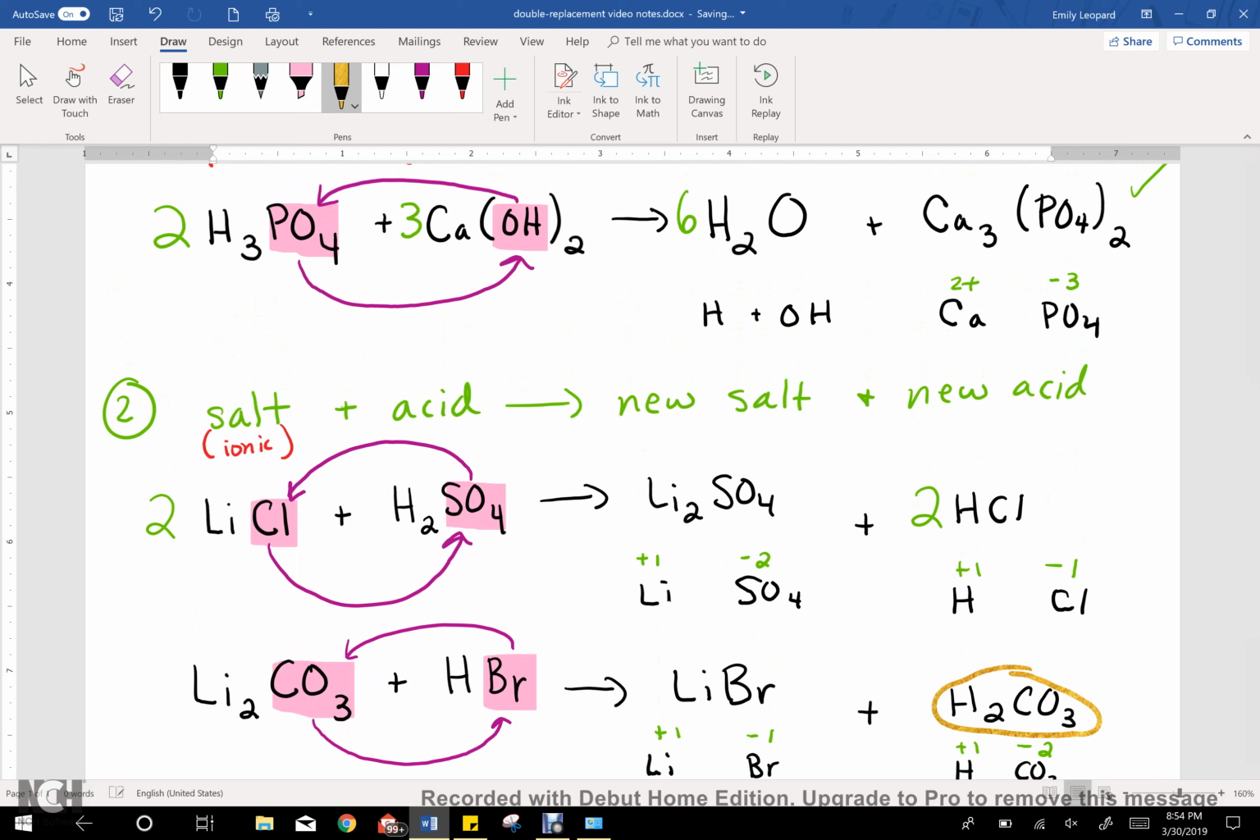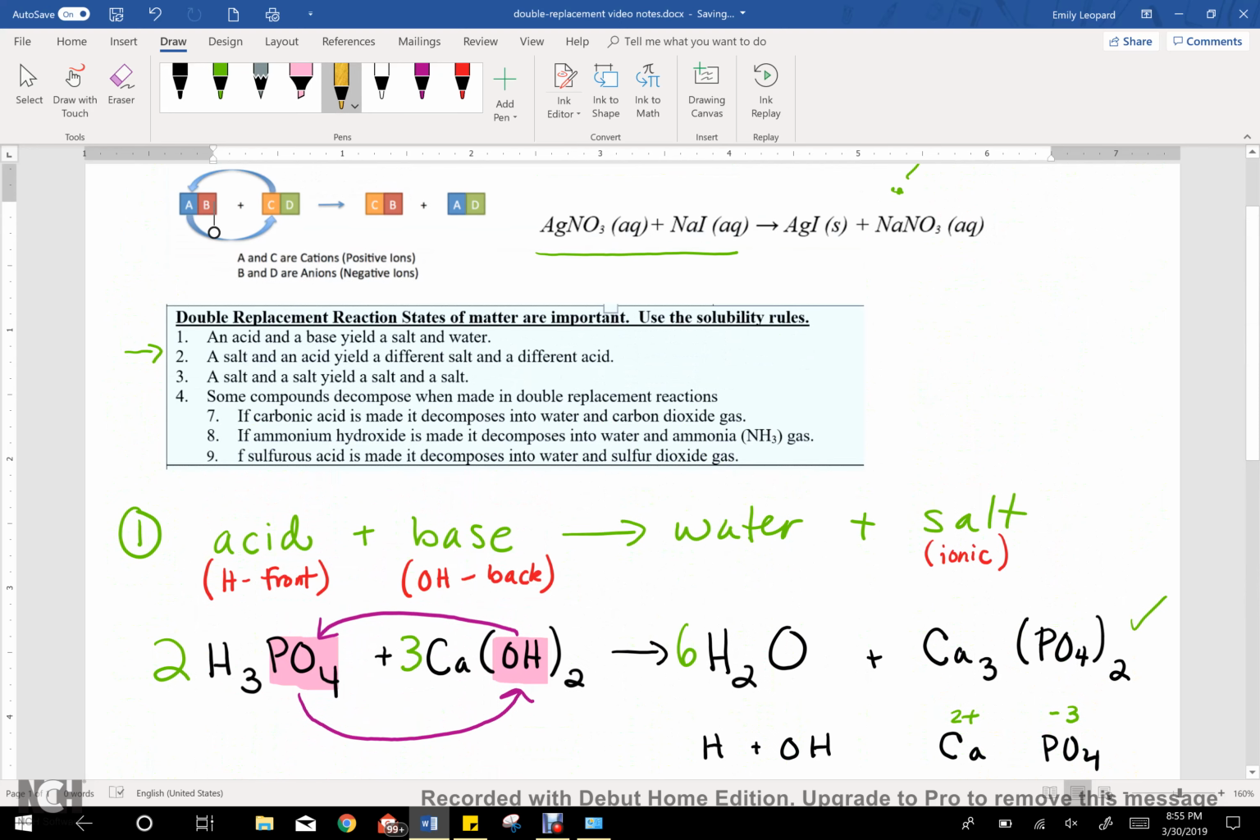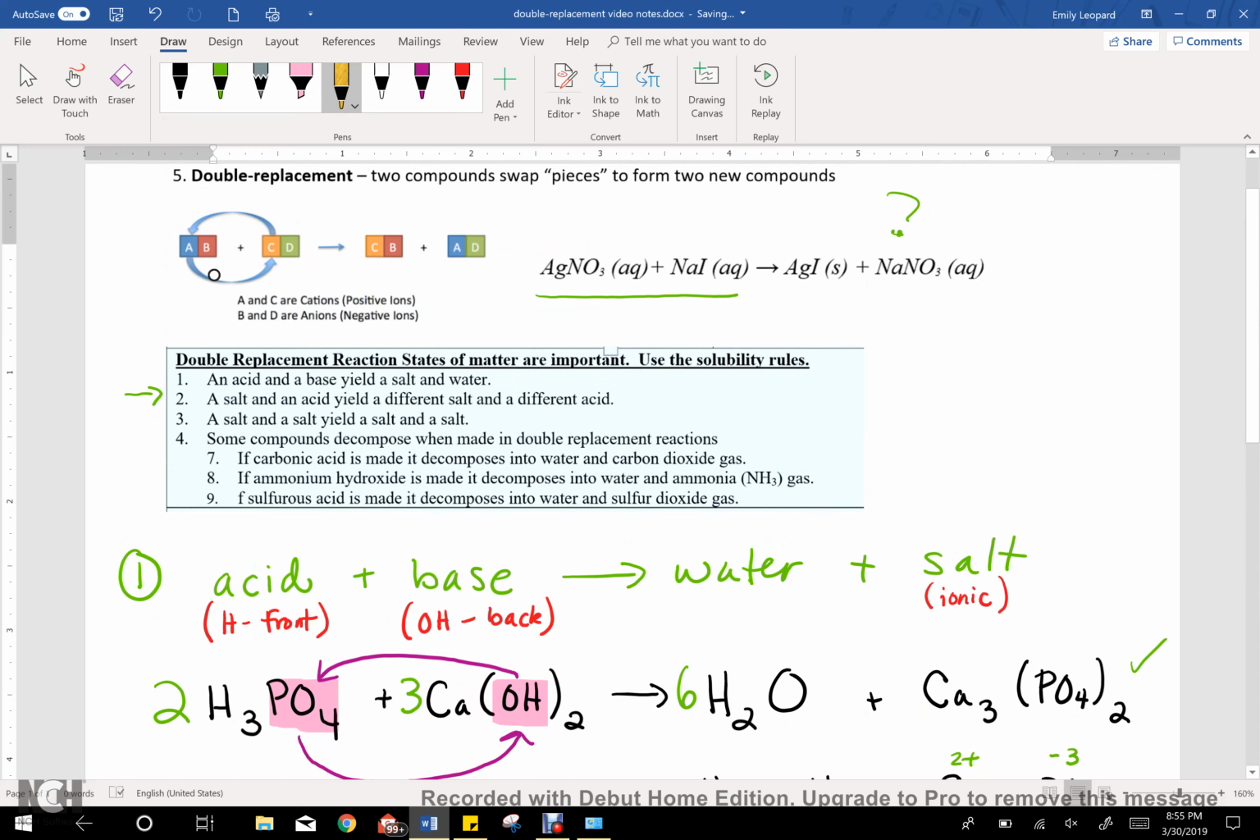this for a second. So if we think back to our nomenclature unit, this is what we would call carbonic acid. Okay. Now I just want to make you aware of something. If we go back and look at our rules for a second, you'll see that number 4 isn't really so much a rule. It's just some extra info, if you will. And right underneath rule number 4, it has this phrase. It says, if carbonic acid is made, it decomposes into water and carbon dioxide gas.